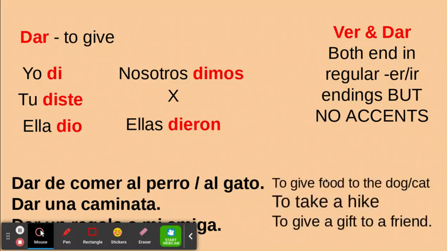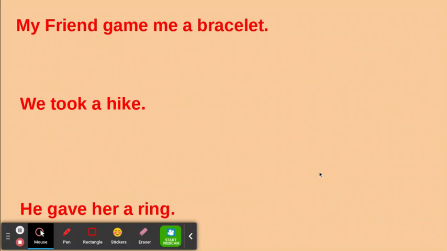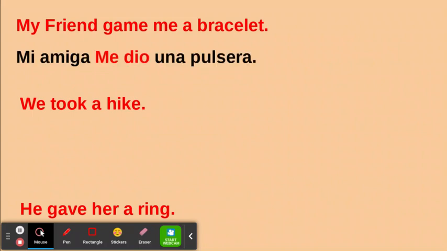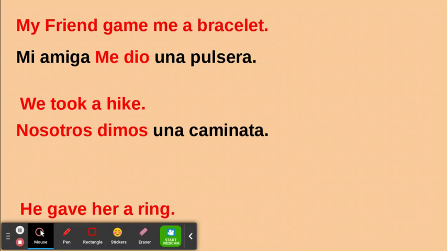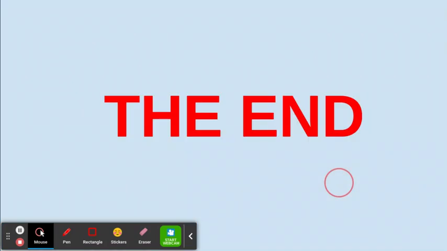It says, my friend gave me a bracelet. Mi amiga me dio una pulsera. We took a hike. Nosotros dimos una caminata. He gave her a ring. Él dio a ella un anillo. All right, that's all.